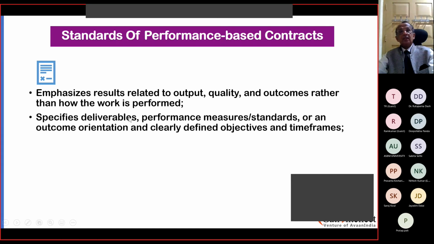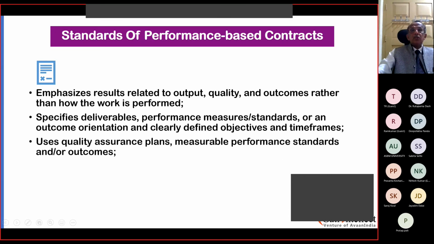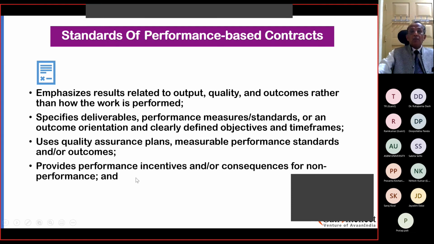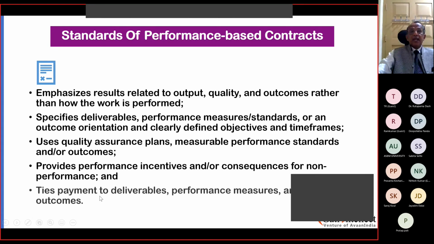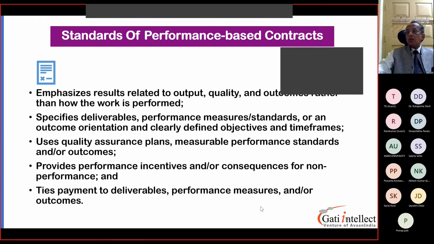Service deliverables, performance measures and standards, or an outcome orientation and clearly defined objectives and timeframes. It uses quality assurance plans, measurable performance standards and outcomes. So these are the standards by which performance-based contracts are assessed. It provides performance incentives or consequences for non-performance. It ties payment to deliverables, performance measures and/or outcomes. Anybody, any questions?